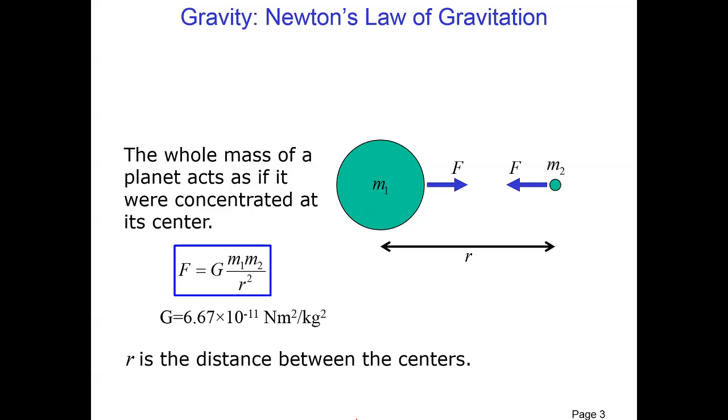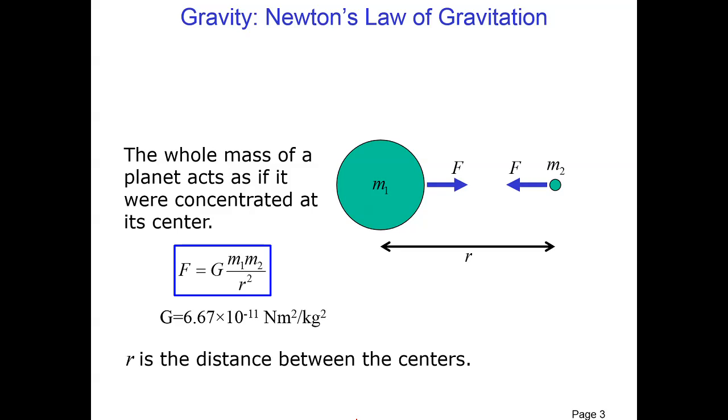So G, uppercase G, is 6.67 times 10 to the minus 11 newton meters squared over kilograms squared. The units on G tell you that the unit of mass must be in kilograms, and the unit of distance must be in meters. The force drops off with the square of the distance, so the further apart the two objects are, the smaller the gravitational force.